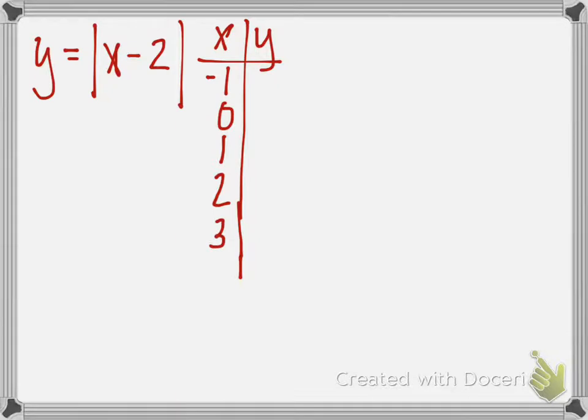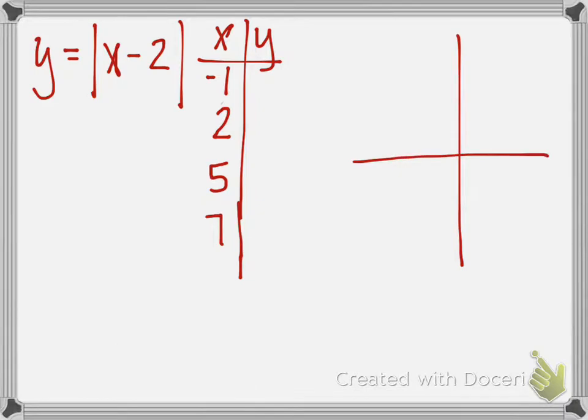or even skip around. Like if you wanted to do -1, 2, 5, and 7, that would be fine as well. So -1 minus 2 is -3. The absolute value of -3 is 3. 2 minus 2 is 0. The absolute value of 0 is 0. 5 minus 2 is 3. The absolute value of 3 is 3. 7 minus 2 is 5. The absolute value of 5 is 5.